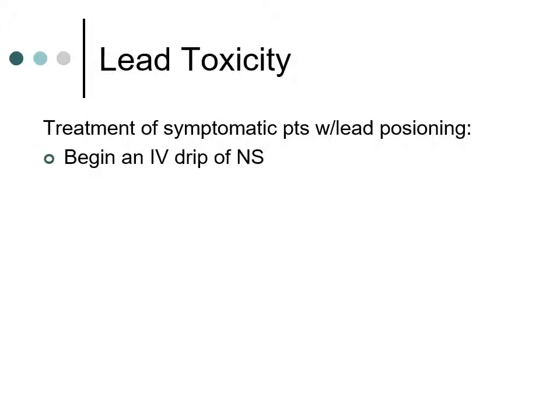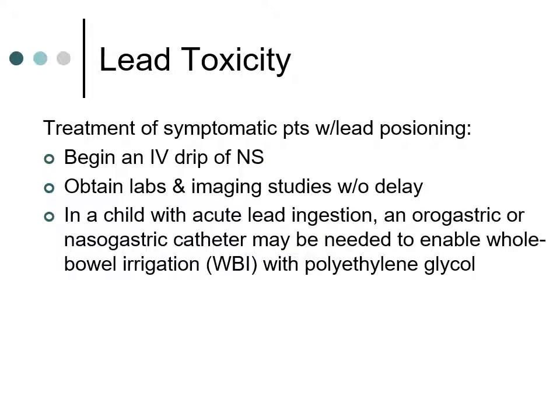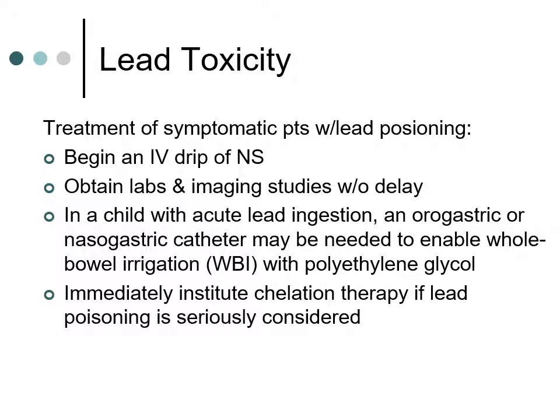You can speed the elimination of this by using whole bowel irrigation to flush it from the GI tract and try to prevent absorption, because charcoal is not going to bind to lead here, right? We'll consider doing chelation therapy, which we'll talk about in a moment, if the levels are particularly high. So usually if they're greater than 40-ish, we'll consider treating. Certainly if they're manifesting any CNS toxicity acutely, we'll go ahead and treat them as well.